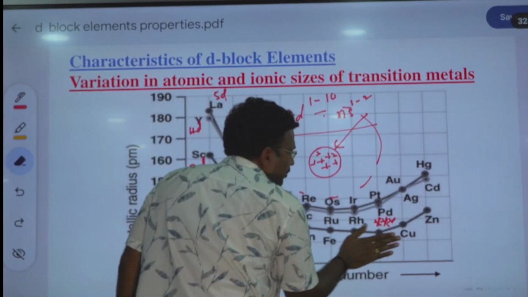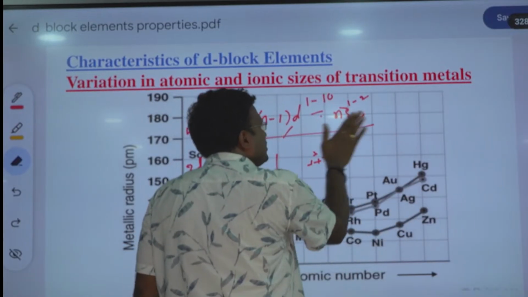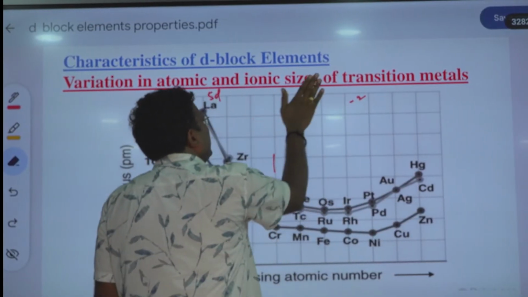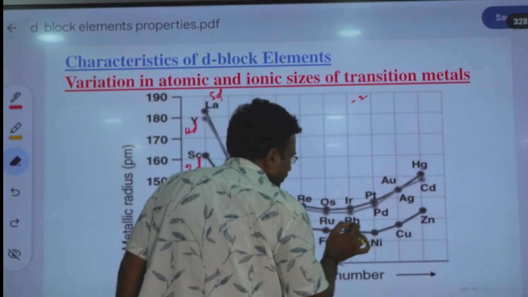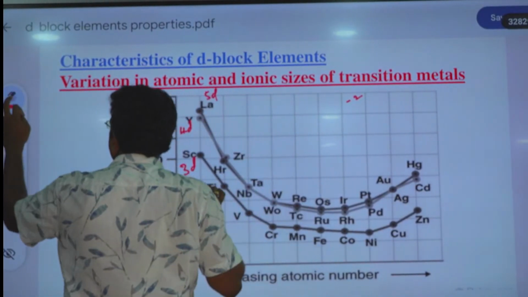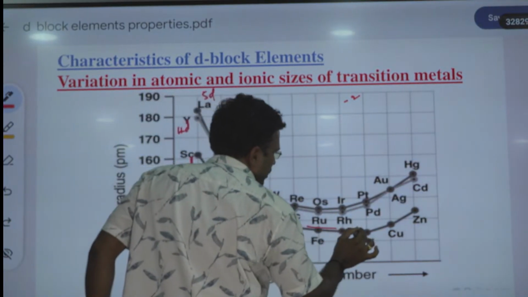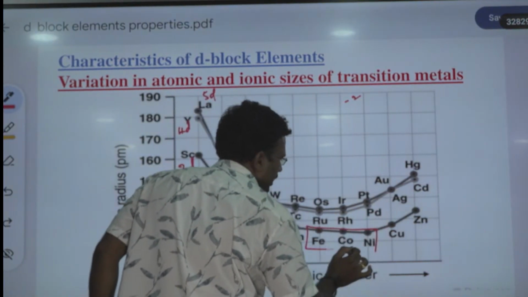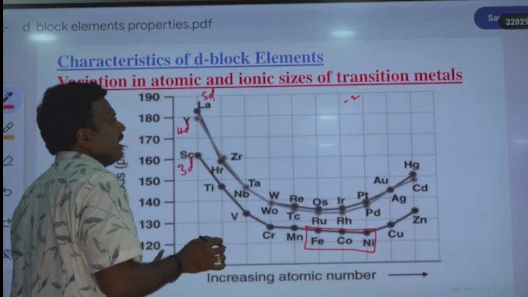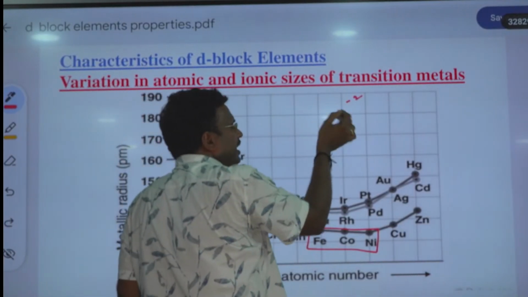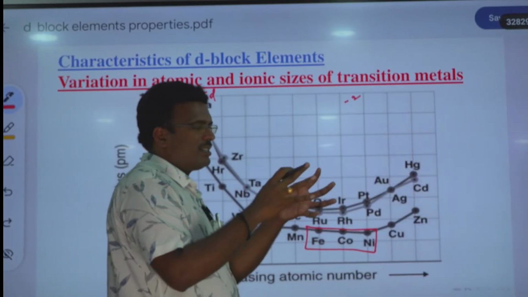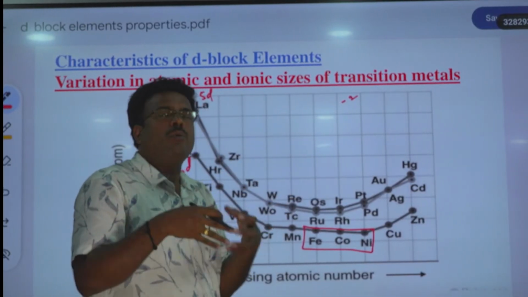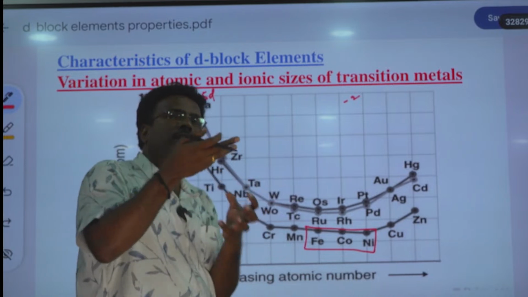Some atoms, some ions, some metals have identical ionic radius. Those elements are very, very important to remember here: iron, cobalt and nickel. In general, we have talked about what happens when the nuclear charge increases with the same number of electrons present in any one ion.